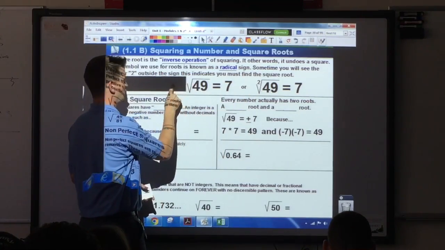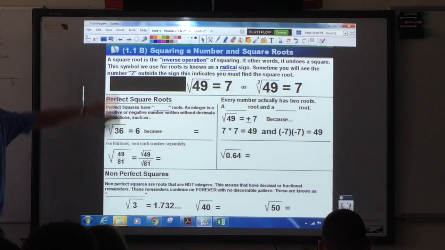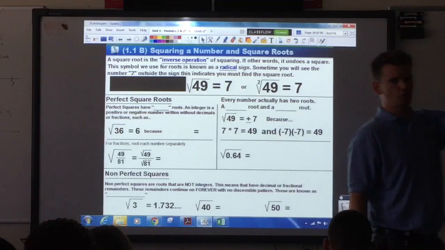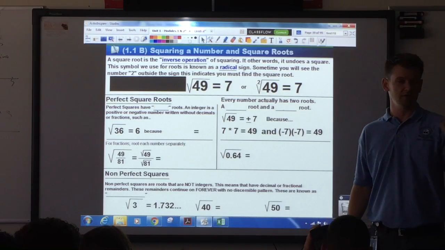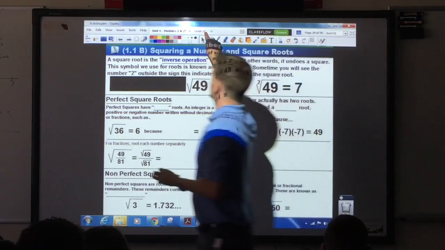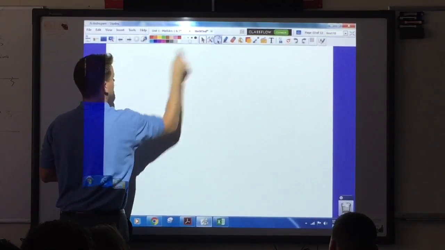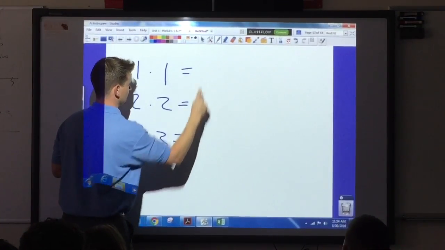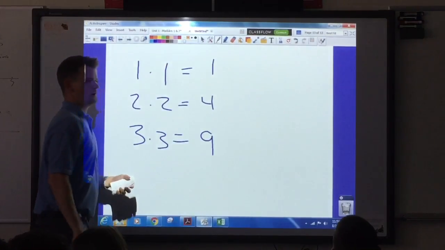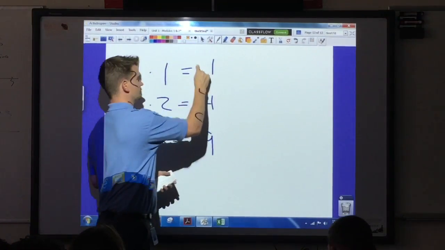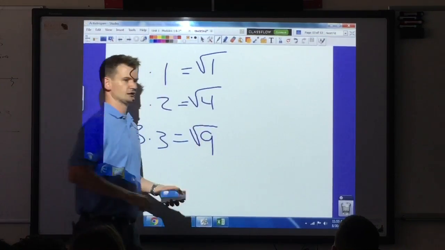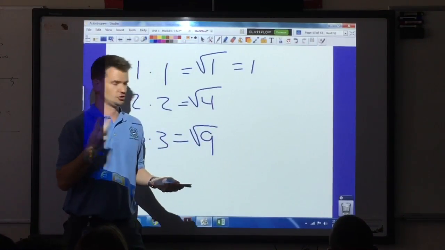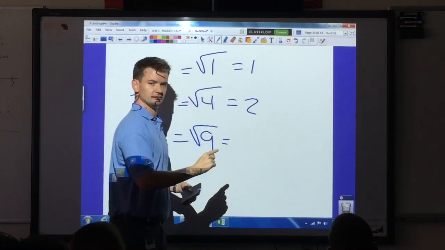Okay? So, perfect square roots. You know when we multiplied, we did 1 times 1, we got 1. 2 times 2, we got 4. 3 times 3, we got 9. So 1, 4, 9. You don't need to write this, just look. All these numbers, if we were to take the root, are known as perfect squares. What is the square root of 1? 1. What's the square root of 4? 2. What's the square root of 9? 3.